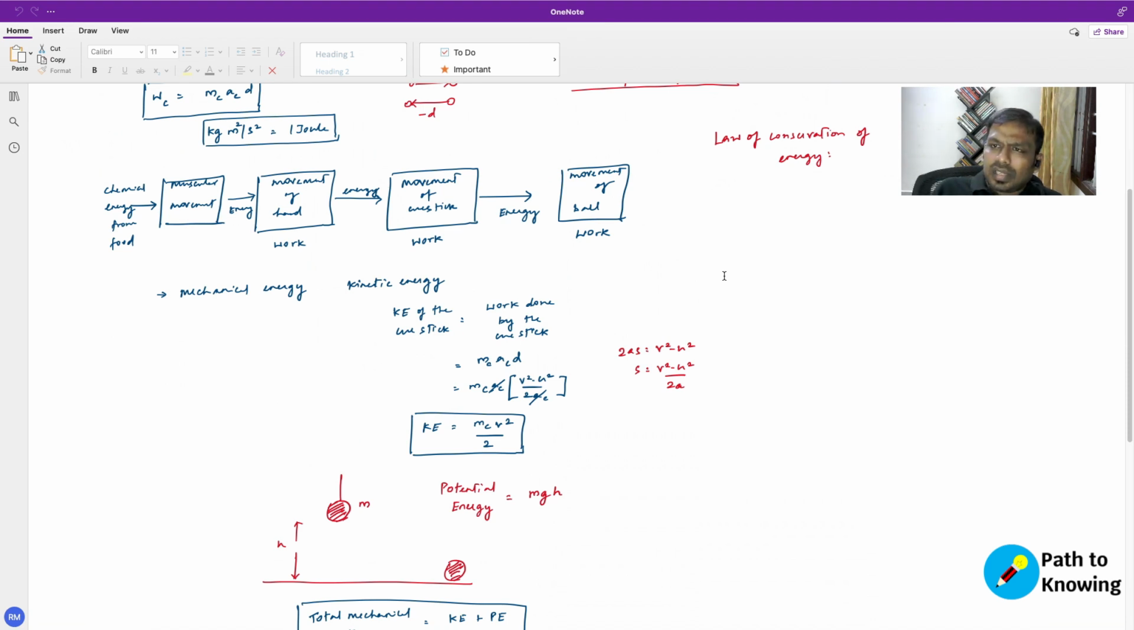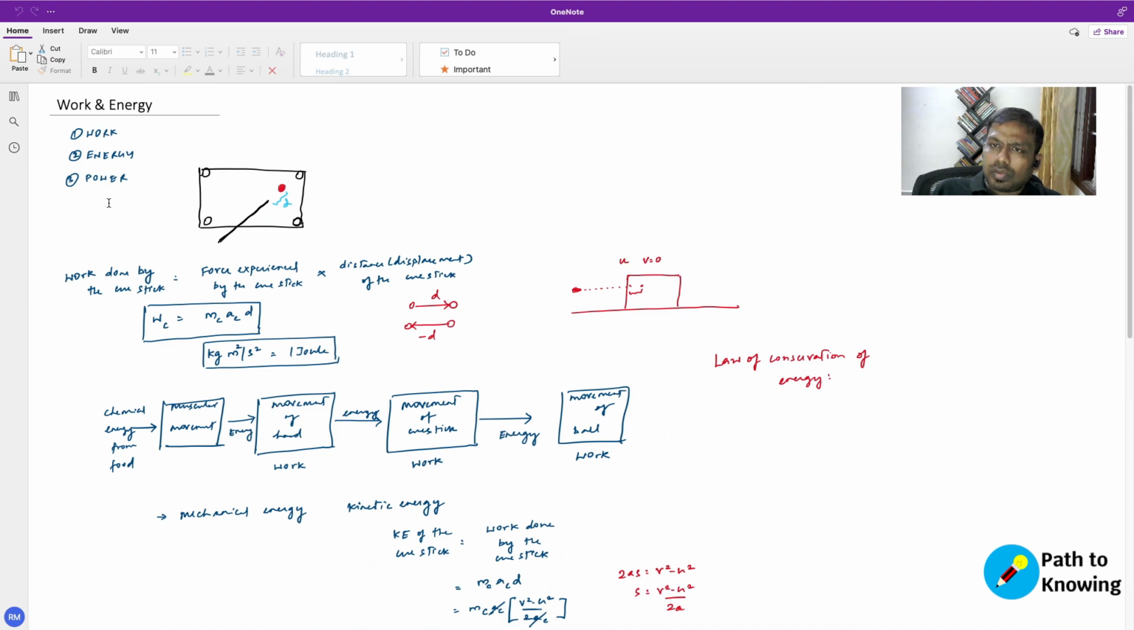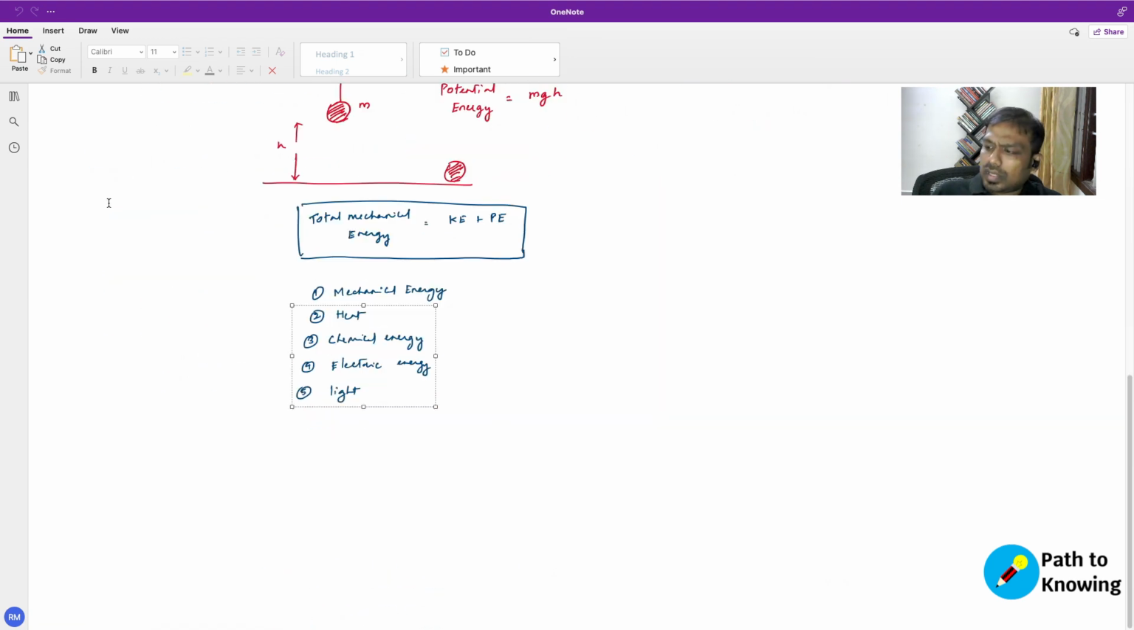Right? So the one last thing that we will talk about is power. So power is nothing but the rate of doing work. So power is not as fundamental as energy and work. But it's a very useful concept that will come in handy when we solve practical problems. So power is nothing but the rate of doing work.